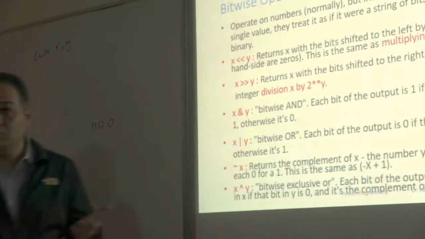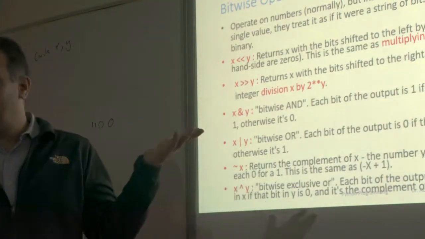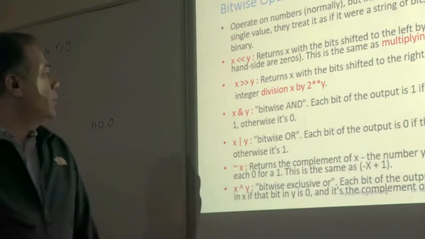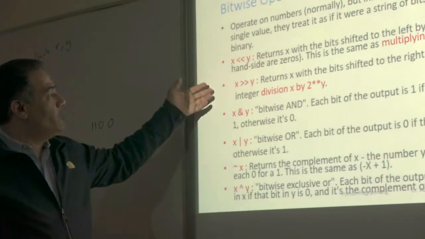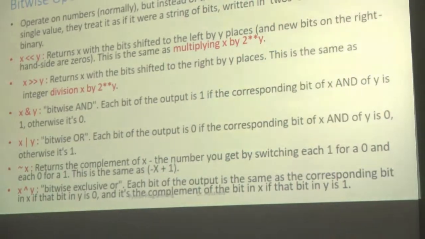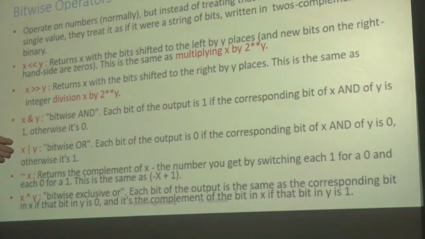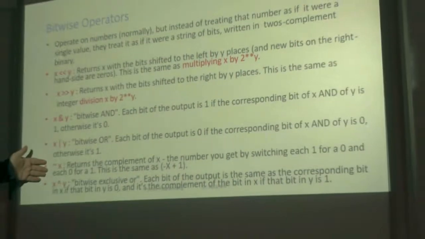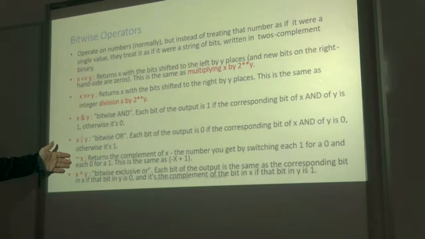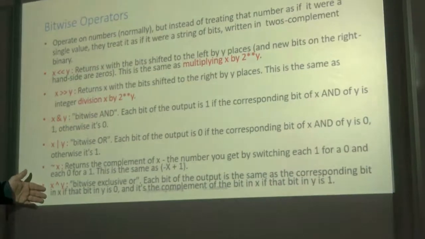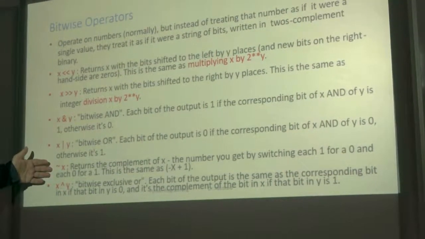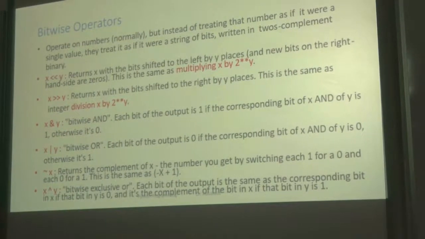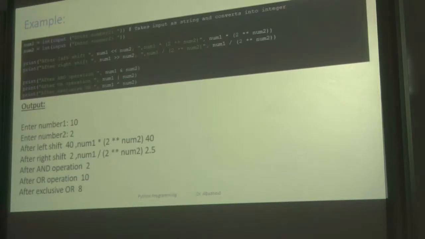Divide by 2. All right? From your digital design 1, right? So divide by 2 is right shift, and left shift is multiply, and all of that. This is bitwise and, bitwise or. This is exclusive or. This returns the complement, you know, 0, 1, 1, 0. So there is a bunch of bitwise operators that you could use.